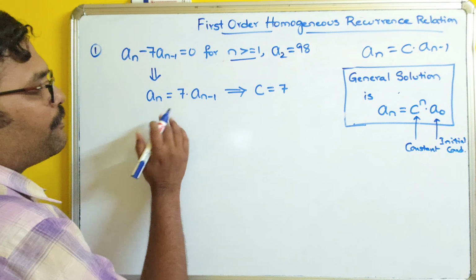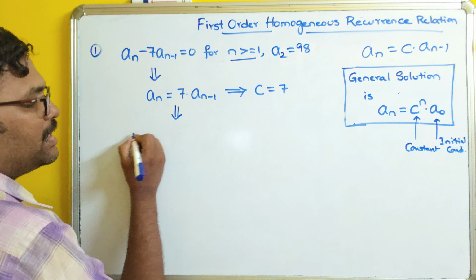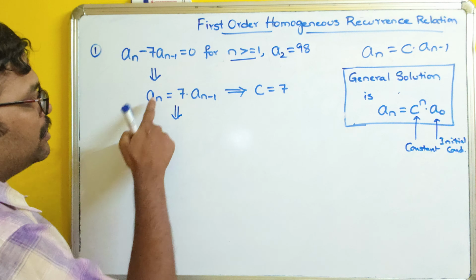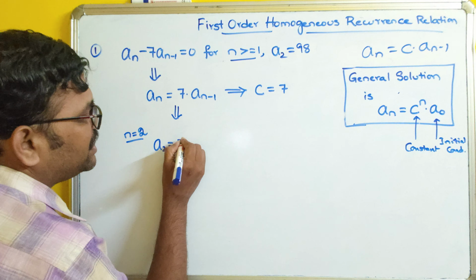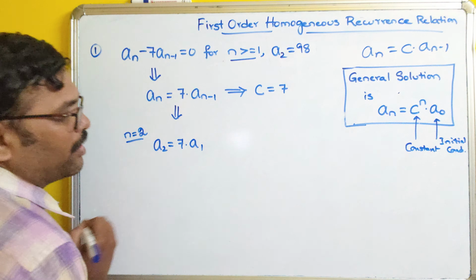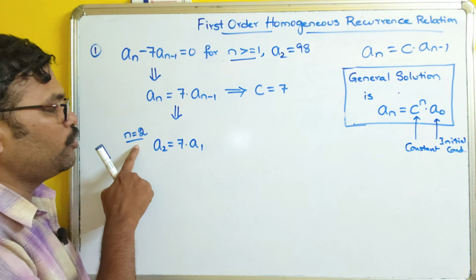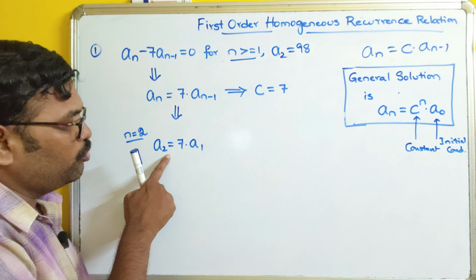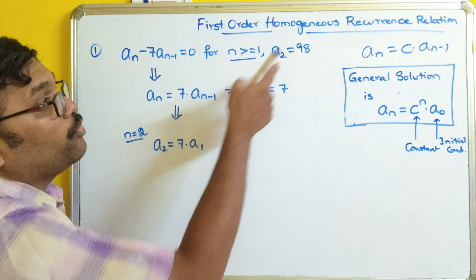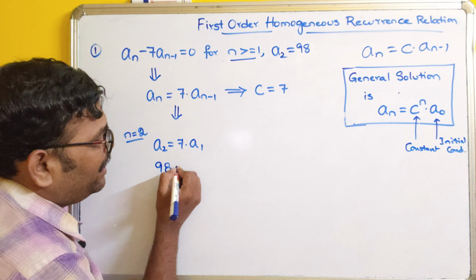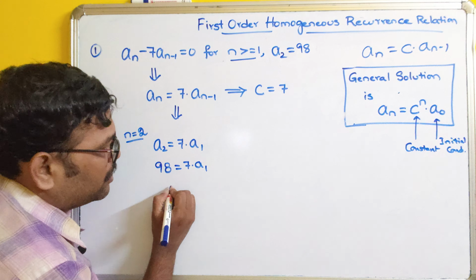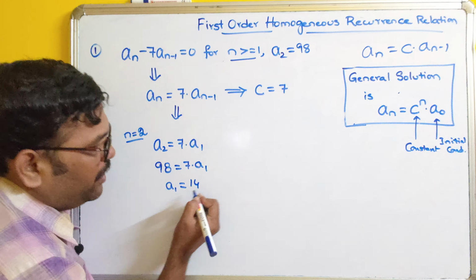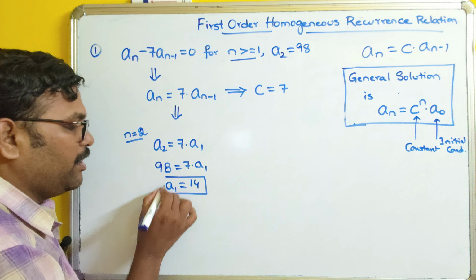So from this, let us take n is equal to 2 because we have a2. So a2 is equal to 7 into a1. Hope you understood. From this particular equation, we are substituting n is equal to 2. So a2 is equal to 7 into a1. So the a2 value is 98. 98 is equal to 7 into a1. Then a1 becomes how much? 14. So a1 becomes 14.